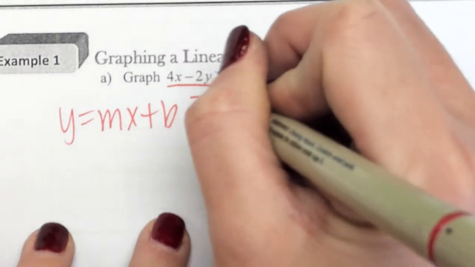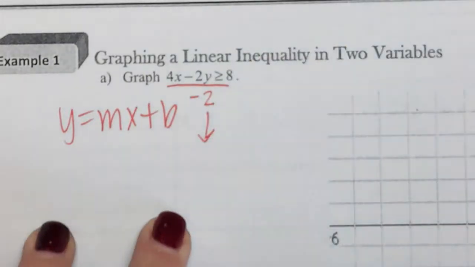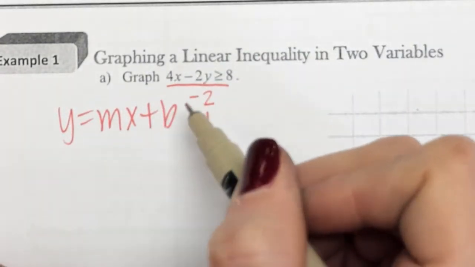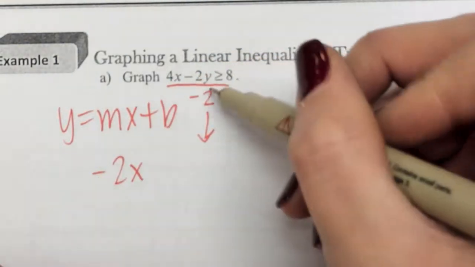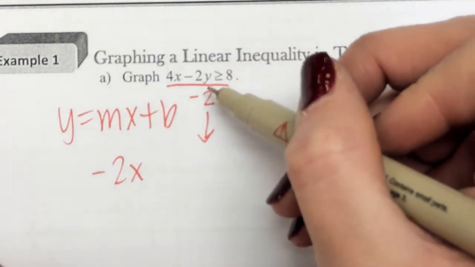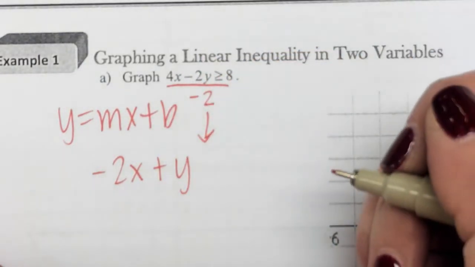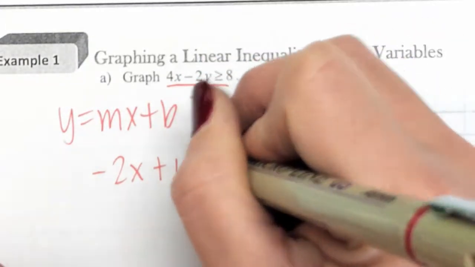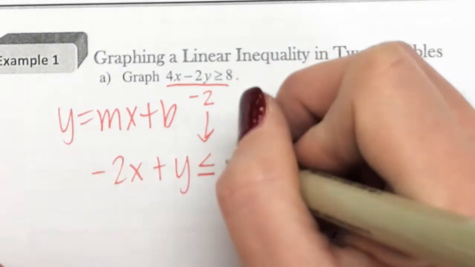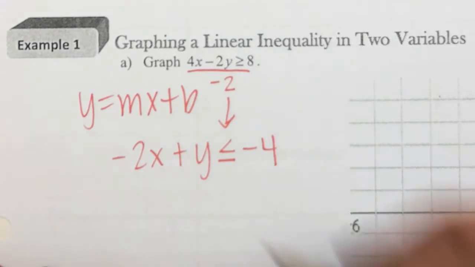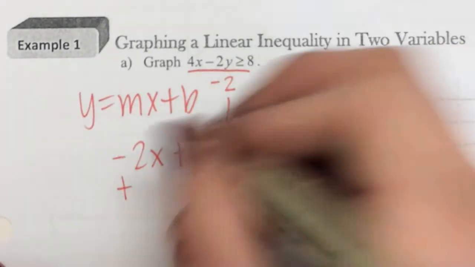Alright, negative 2. If we do that, what's that going to give us right here? Negative 2x. What about here? Plus y. What about our inequality sign? Because we did what? Very good. Next one. And now what do we need to do to get y by itself? Yes, add the 2 what? X. Good.